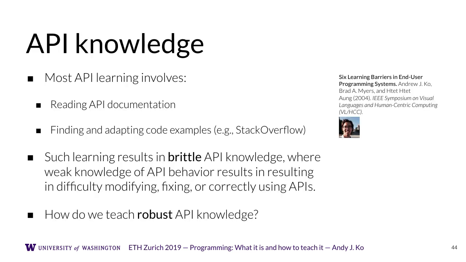So most of you, when you learn APIs, you probably do a couple of things. You might read the API documentation, and you probably go and find and adapt code examples that you find online, places such as Stack Overflow. Such learning results in really brittle API knowledge, though, where weak knowledge of an API behavior results in difficulty modifying a program, fixing it, or correctly using the API. So the question is, how do we teach robust API knowledge, and what is involved in that robust API knowledge?